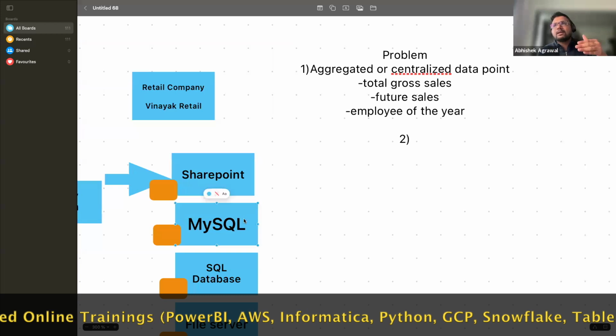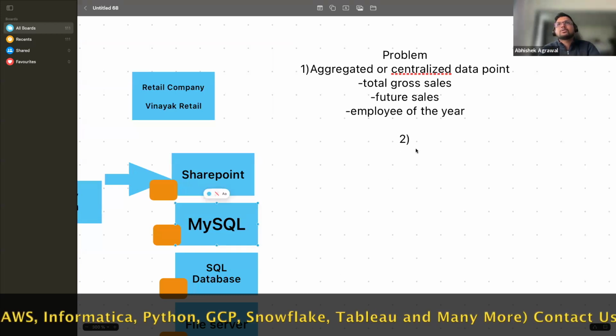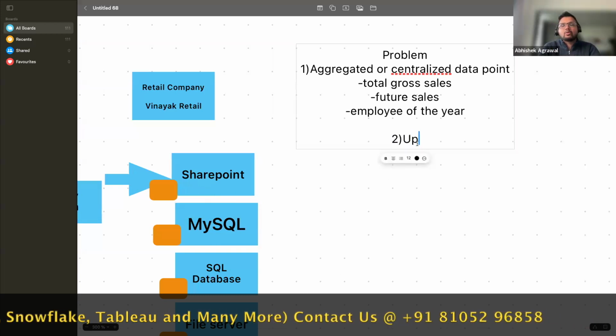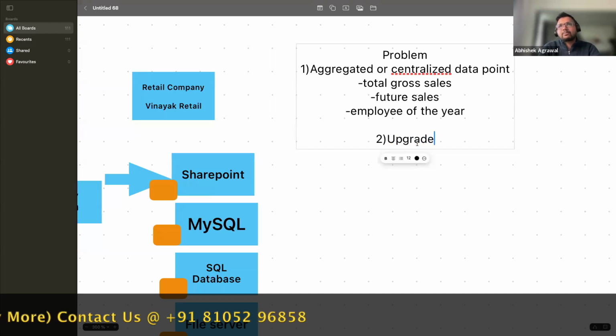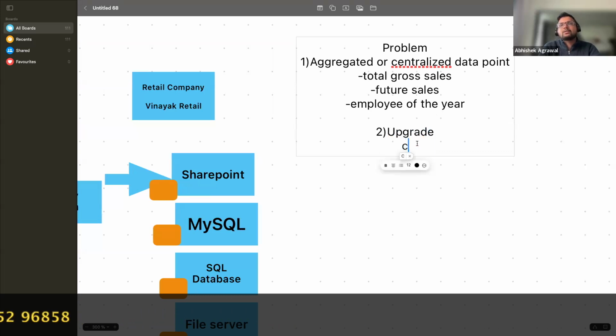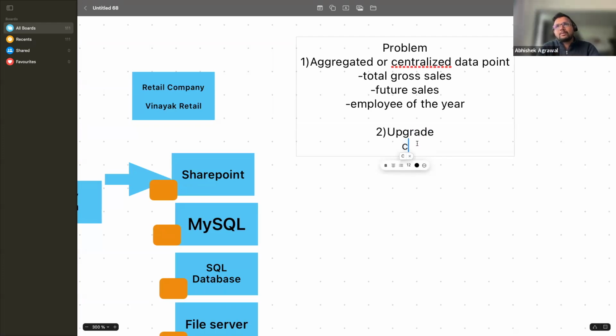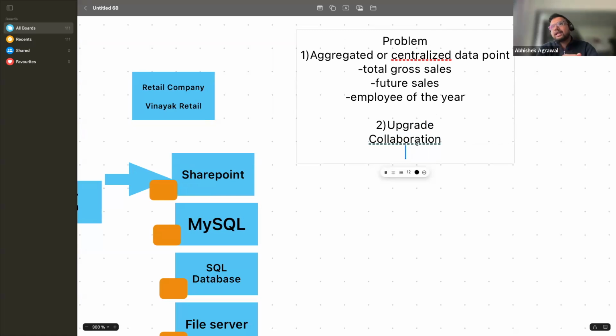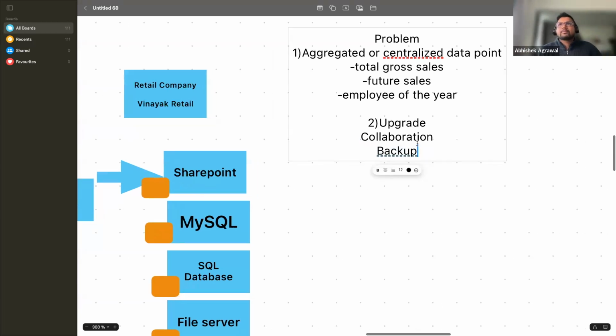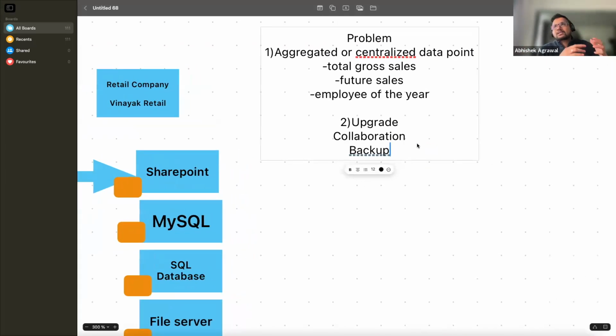So the upgrade is a problem, because I need to go to the market and purchase new hardware. And if I need to share the data, sharing itself is a problem, so collaboration is difficult. If I want to share any data points, I cannot share them very easily. And for backing up the data, I need to manage it myself. So I am facing all of these problems. I'm just trying to tell you the benefit of switching to the cloud and why Vinayak Retail wants to switch to the cloud.